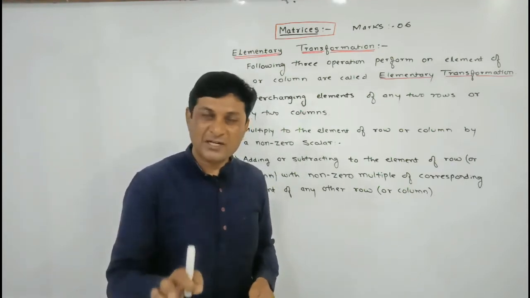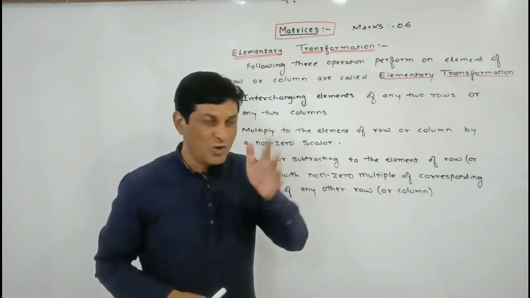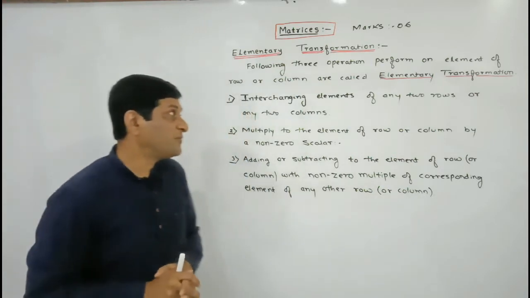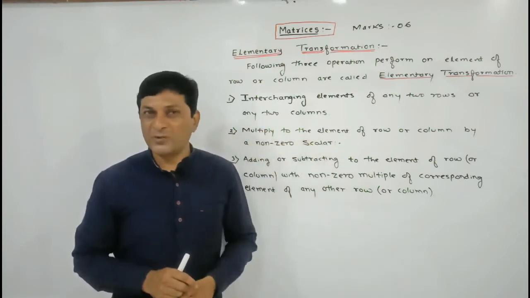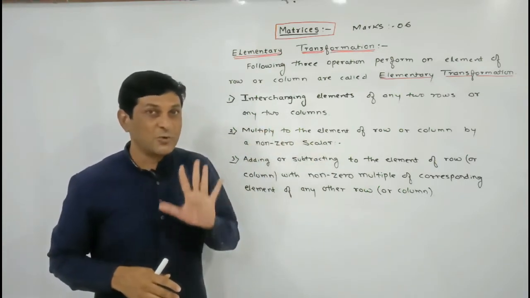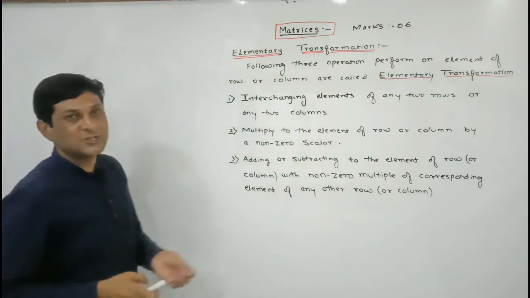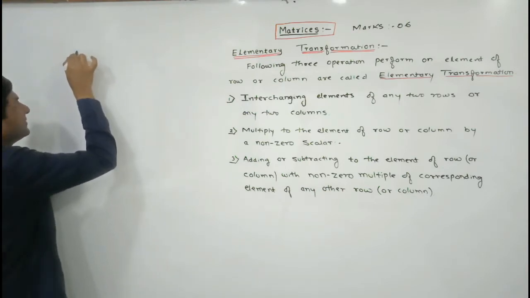So try to understand these three operations which we have to perform on the elements of a row or the elements of a column of the given matrix. Our first operation says that we are able to interchange the elements of any two rows or any two columns of the given matrix. Let us try to understand this first operation by considering one example.